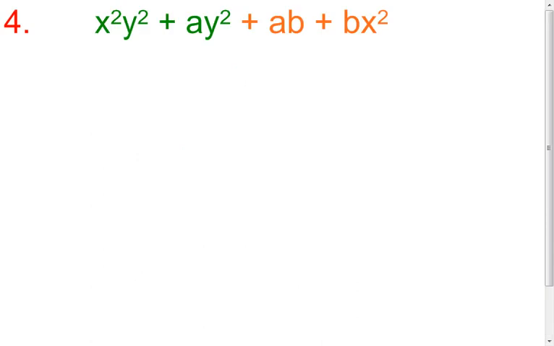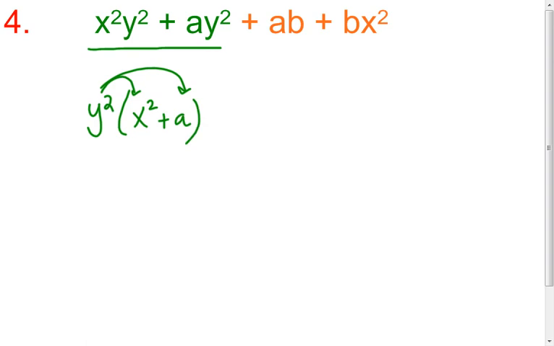Alright. Here's another one. Very similar process. Okay? So I'm going to look at just these two and I'm going to see what I can pull out. So they don't have x's in both terms, they don't have a's in both terms, but there is a y squared in both terms. And so then y squared times x squared gives me x squared y squared. Y squared times a gives me ay squared. Okay? Then I go back here and I see what I'm left with. And I will bring down this plus sign. And I can pull a b out of there. And when I pull a b out of there, I have a plus x squared.